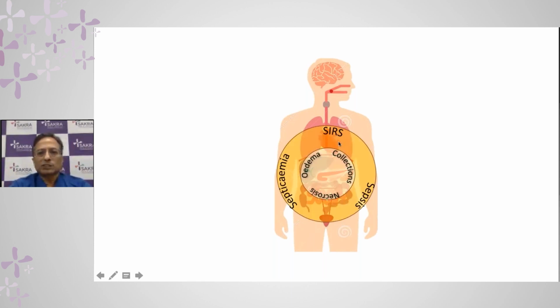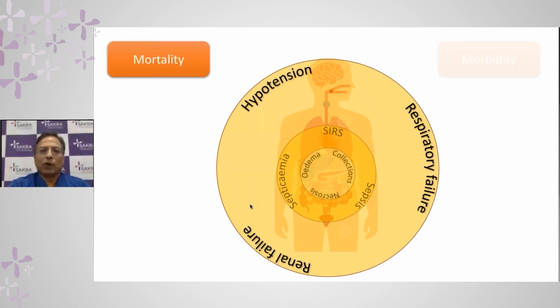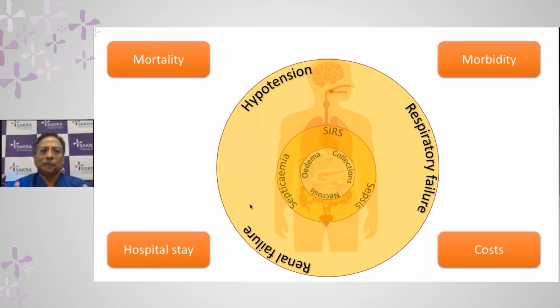This leads to systemic inflammatory response syndrome or SIRS, sepsis, and septicemia as the next level of affection, which may lead to hypotension, respiratory failure, and renal failure. And this is the spectrum of acute pancreatitis from local to systemic. What it leads to is morbidity, mortality, prolonged hospital stay, and increasing costs for management of the patient. So that's the way patients of acute pancreatitis present, and we may see them at any of the stages.